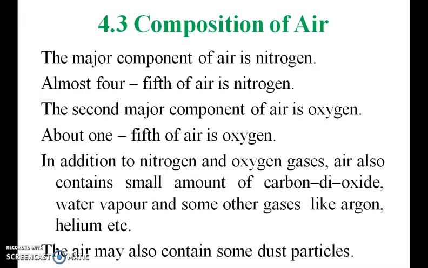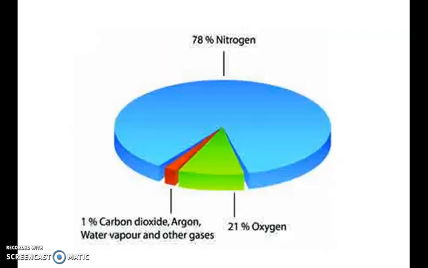And now let us see the composition of air. The major component of air is nitrogen. Almost 4/5 of air is nitrogen, and the second major component of air is oxygen. In addition to nitrogen and oxygen, air also contains small amounts of carbon dioxide, water vapors, and other gases like argon and helium, etc. So this is the proportion of air.